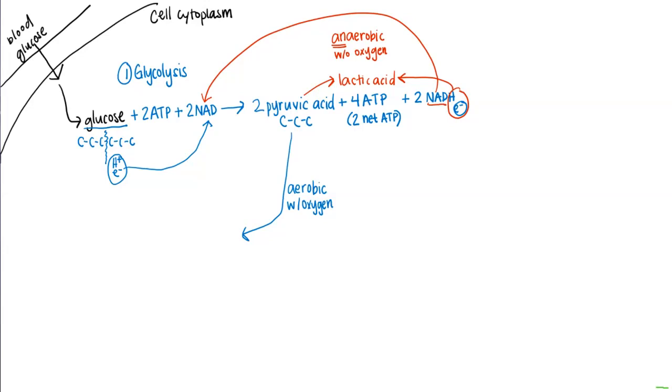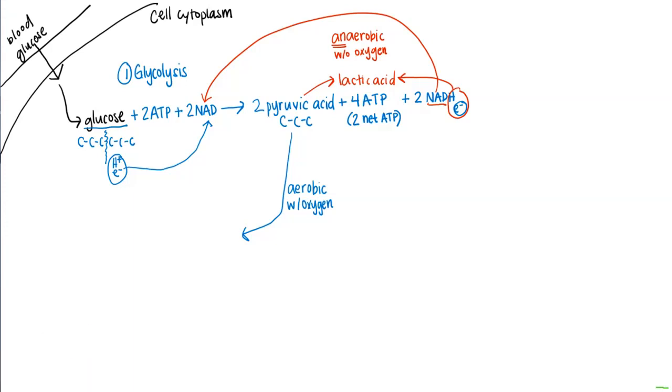Let's go ahead now and continue assuming we have oxygen. So if we have oxygen, again, it's aerobic, and we will continue on to step number 2, which is the citric acid cycle. So let me draw the context here.